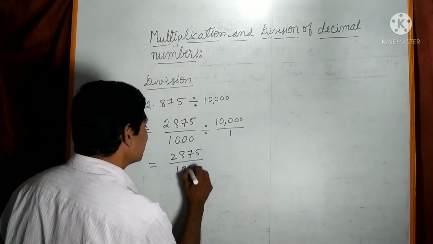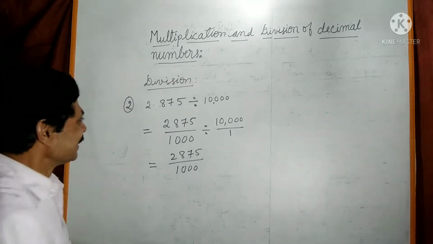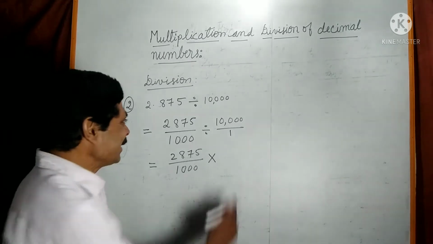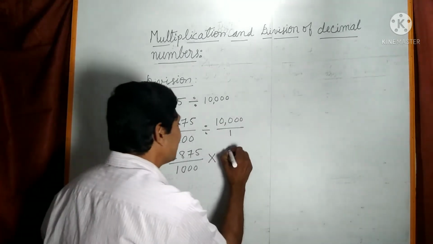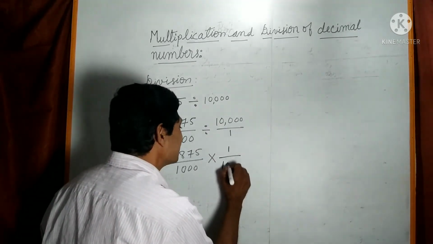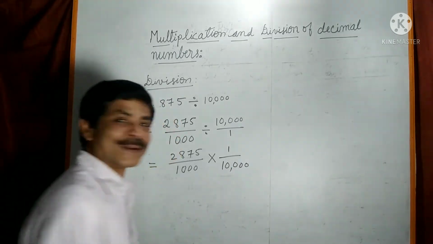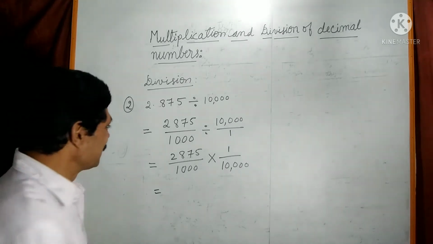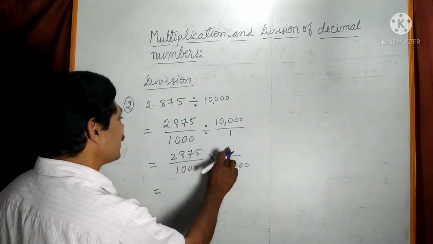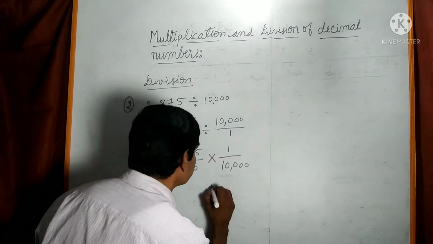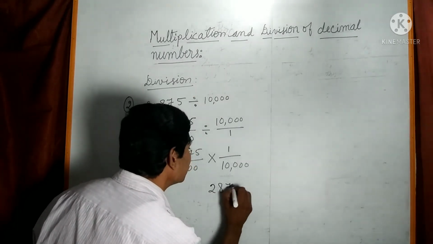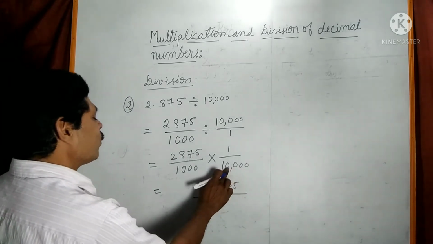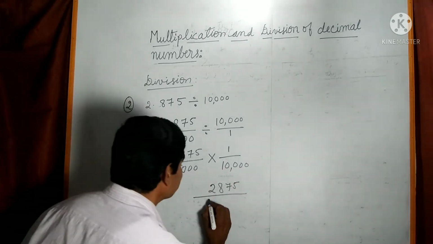divided by 1,000. Now we will put the multiplication sign and take the reciprocal of this, so it will become 1 by 10,000. This is equal to 2,875 into 1 is 2,875 divided by 4 zeros, 7 zeros.